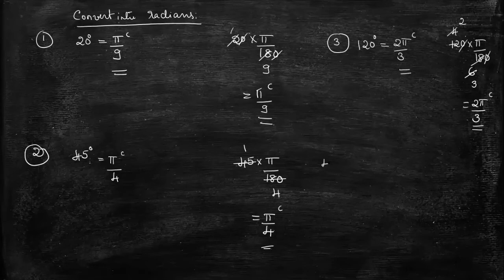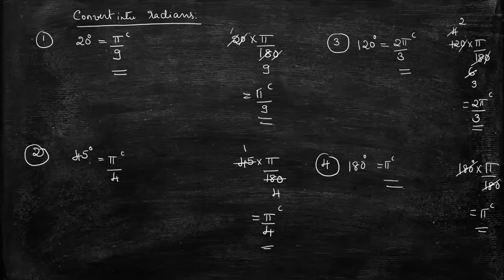Now one more, the last one. 180 degrees, let us convert. To convert 180 degrees, I should multiply 180 degrees by pi by 180. So when I simplify, it is just this. So 180 degrees is pi radians. So I have converted all these angles into radian measure in this way.